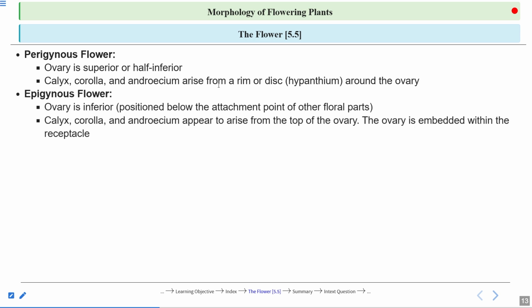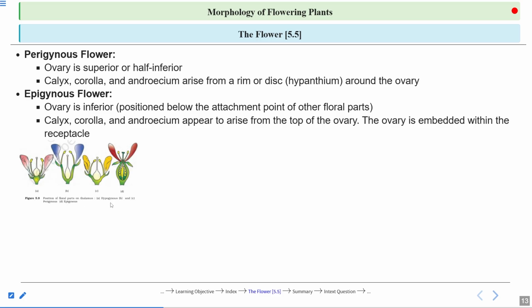Calyx, corolla, and androecium arise from the rim or the disc of hypanthium around the ovary. So here you can see B and C figure. The thalamus is not flat here. You can see the thalamus is growing upward. So this is the rim of the thalamus. This part is called as the rim of the thalamus. And all the floral parts are attached to the rim of the thalamus.